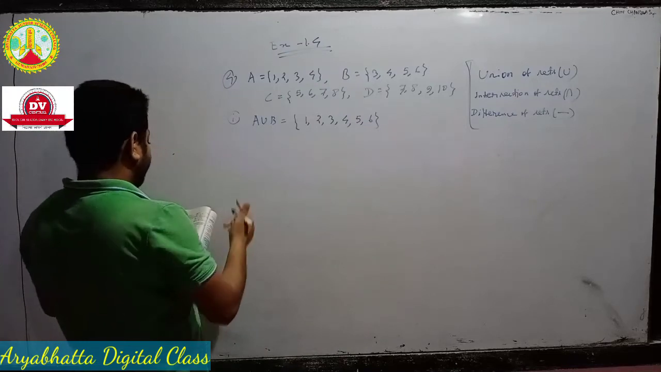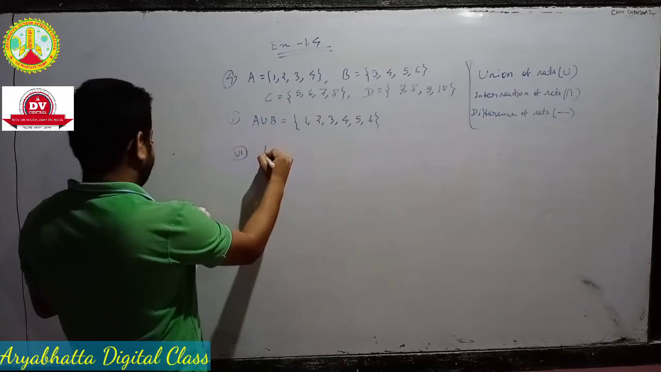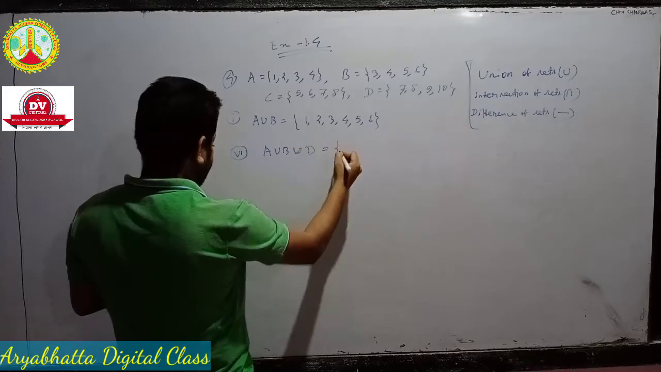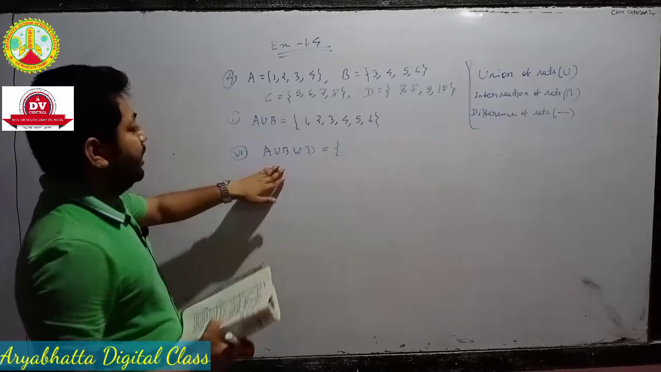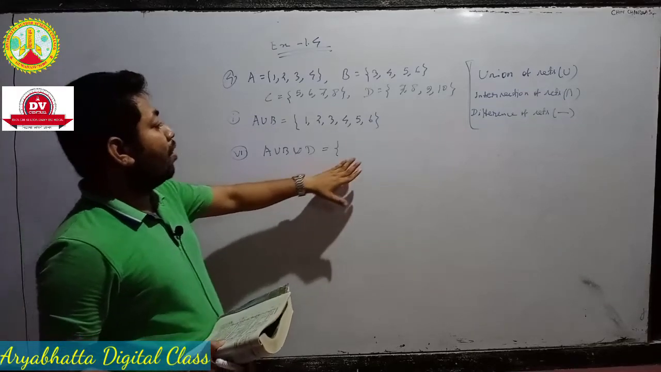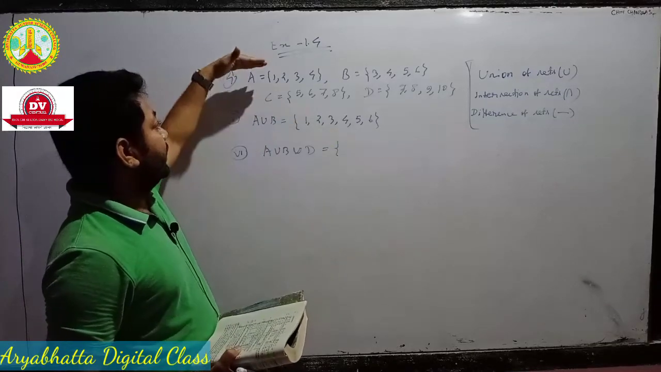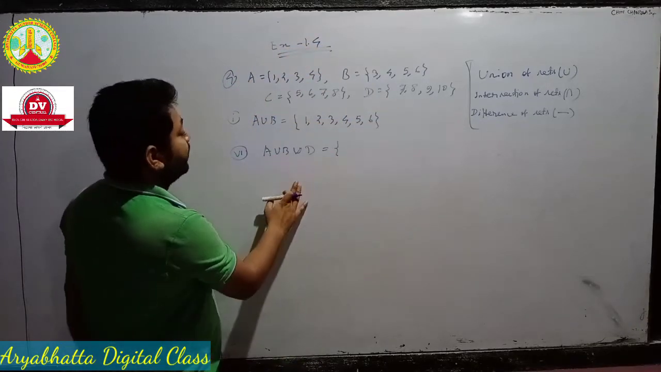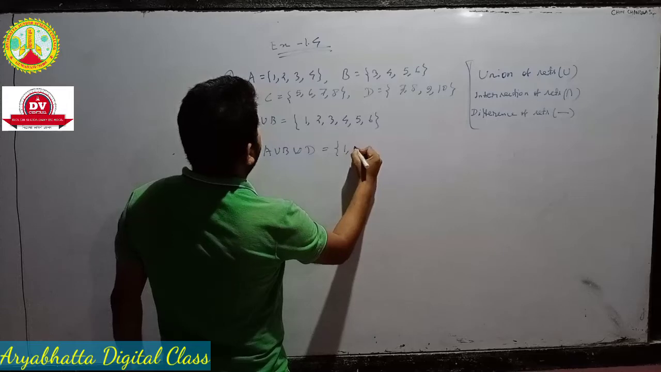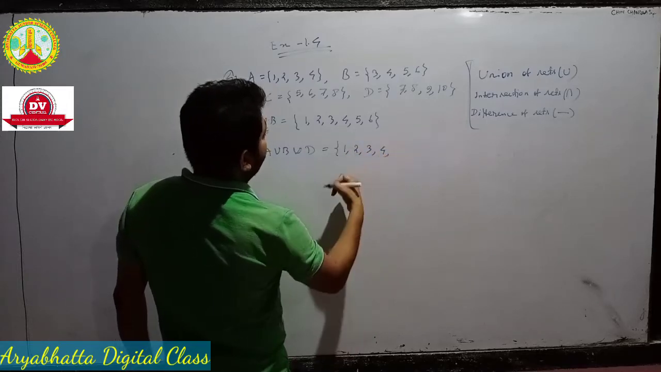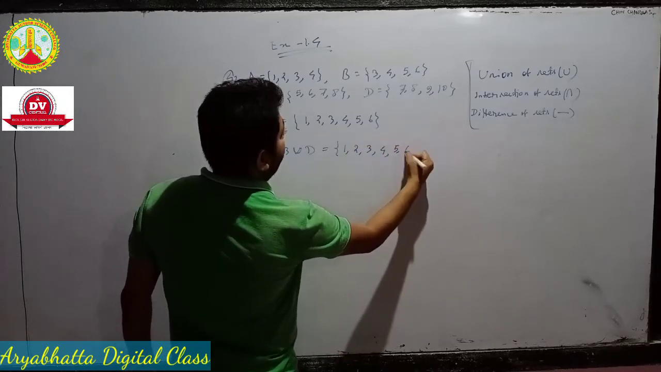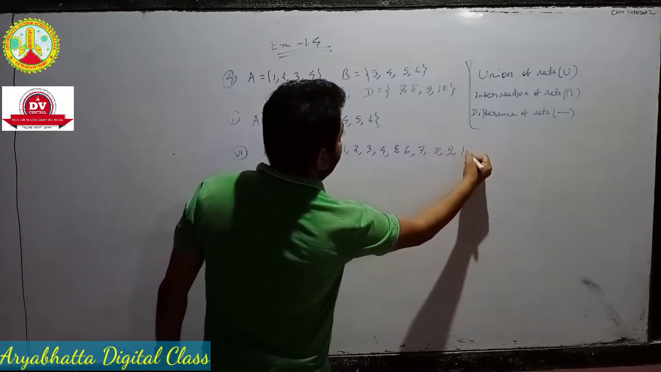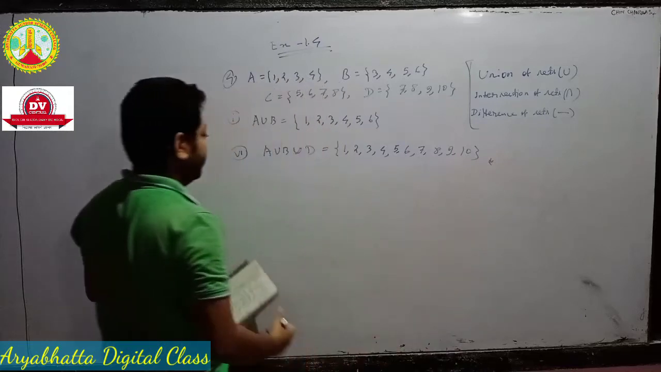Next, Roman numeral 6. A union B union D. A union B union D is the set of all elements of the sets A, B and D. Therefore, A union B union D we have 1, 2, 3, 4, 5, 6, 7, 8, 9, 10. This is the required answer.